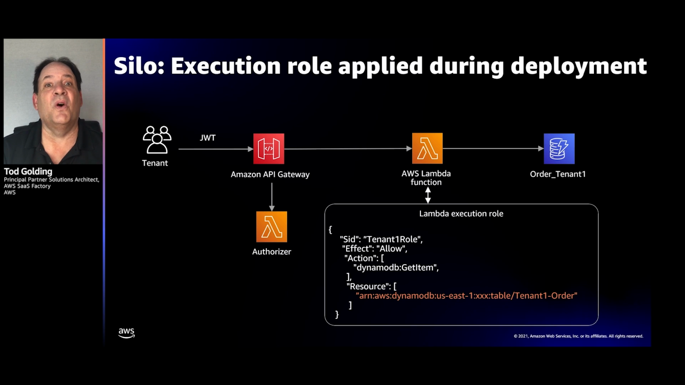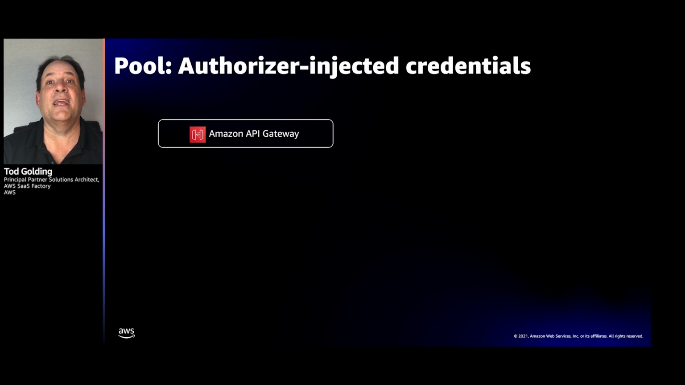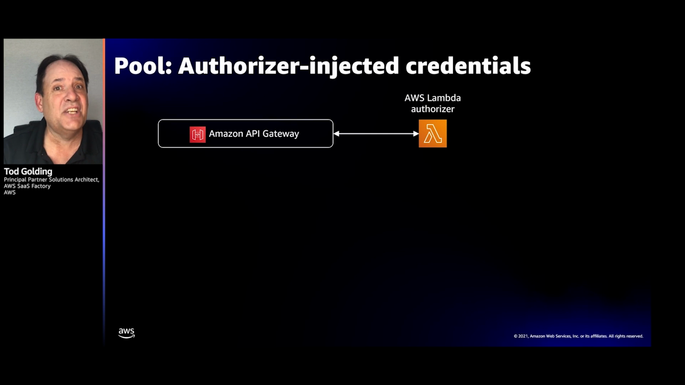So the execution role here is at deployment time and gives us an awesome isolation story. Now let's look at what that would look like, though, in a pooled model. In a pooled model, we're going to get a request into the API gateway. That's going to go out to the authorizer. And now the authorizer is going to be responsible for figuring out contextually which tenant is currently calling and what are the credentials that are allowed for that particular tenant.